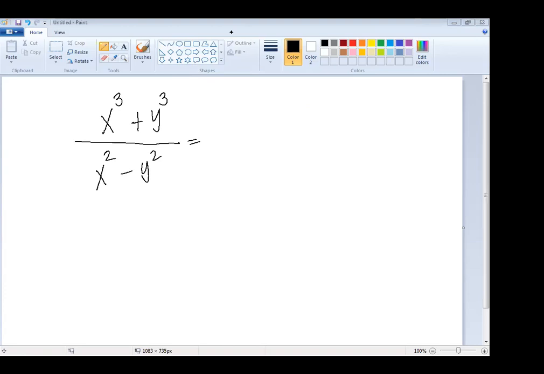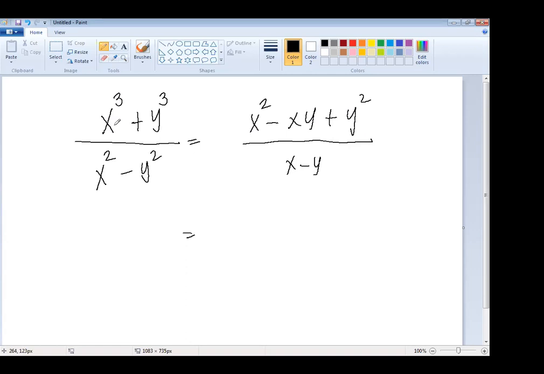I got x squared minus xy plus y squared, and then over x minus y. Okay, so how did you get it? What is the sum of two cubes? That is x plus y times x squared minus xy plus y squared.